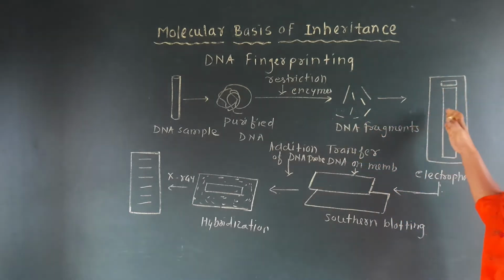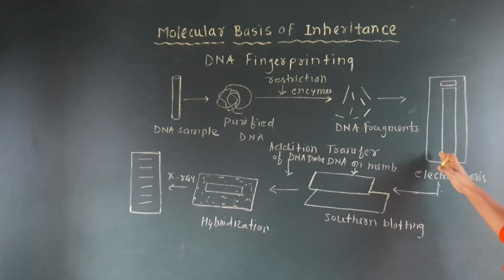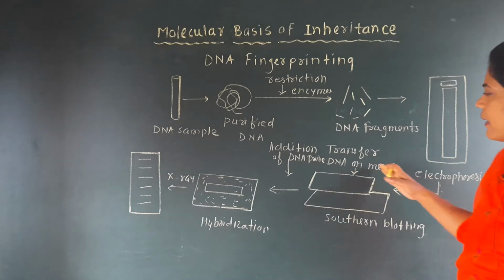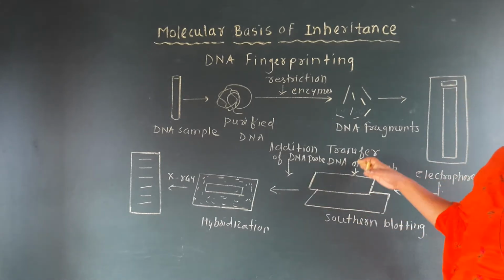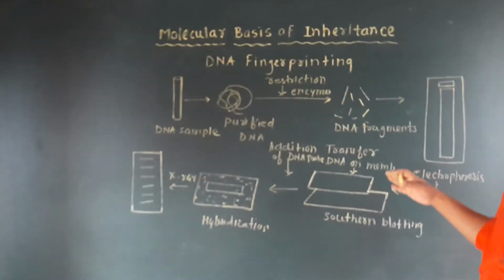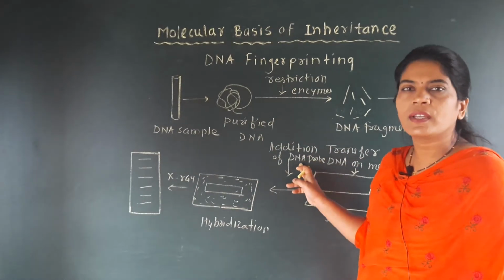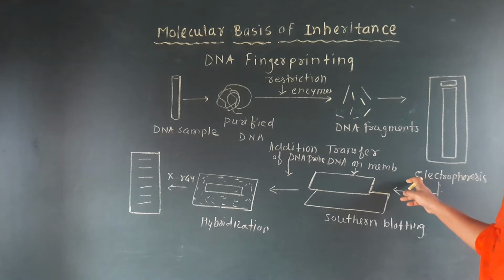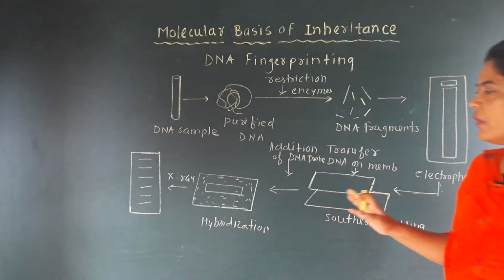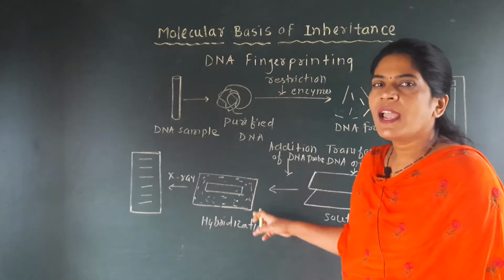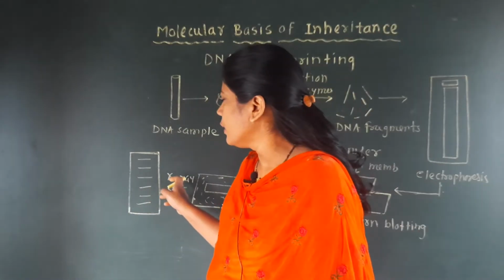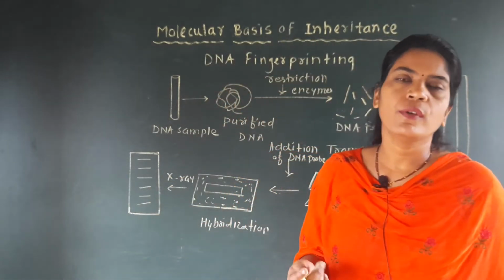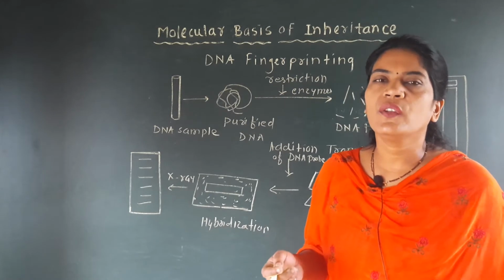These fragments are separated by the technique of gel electrophoresis. From the gel, the fragments are transferred by Southern blotting onto a nitrocellulose or nylon membrane. On that membrane, a DNA probe is added. If the DNA probe and the DNA fragments on the nylon membrane are of the same individual, there will be hybridization, and a photo of the hybridization can be taken with the help of X-ray film. So this is all about DNA fingerprinting.